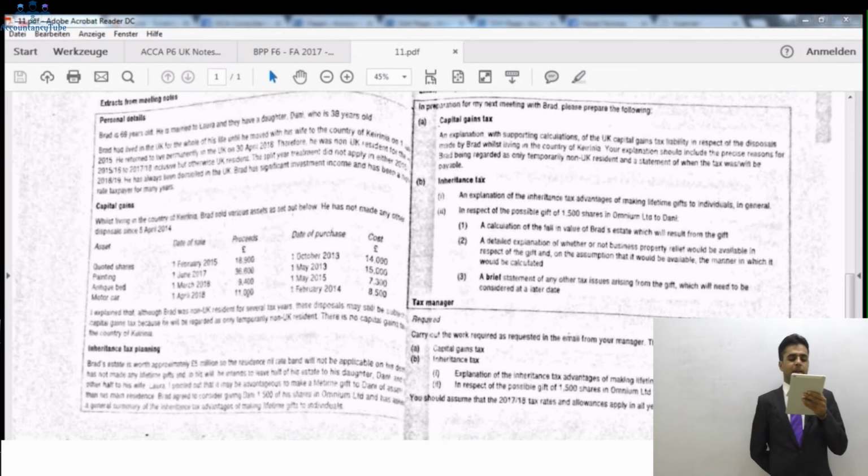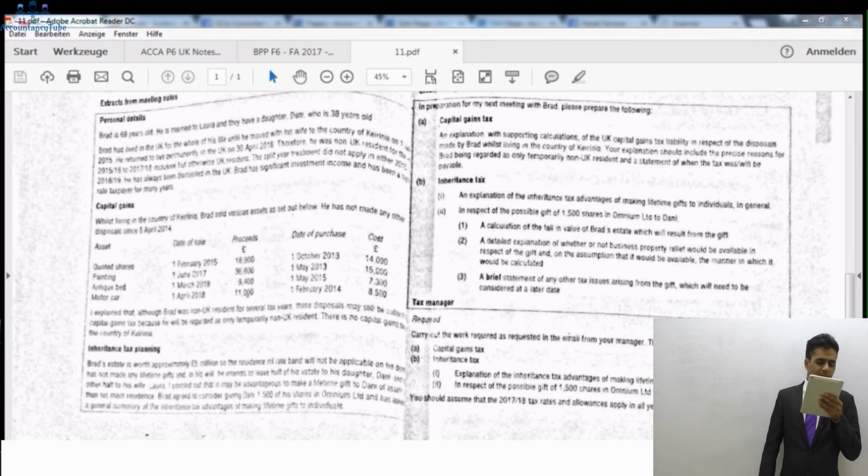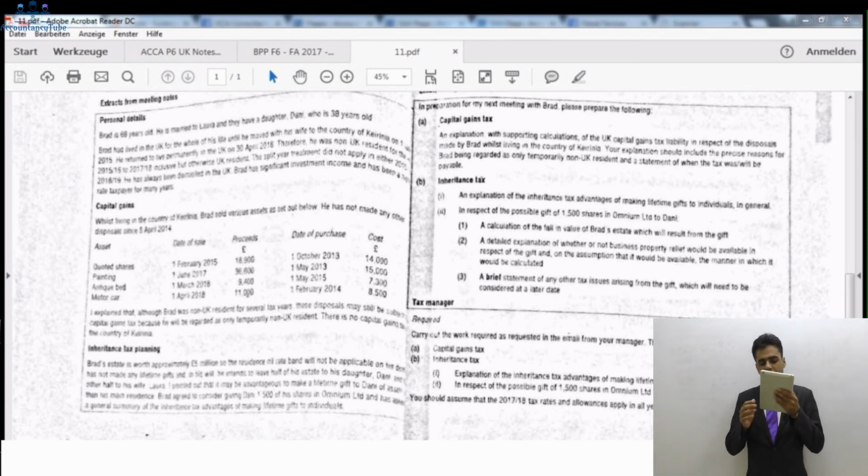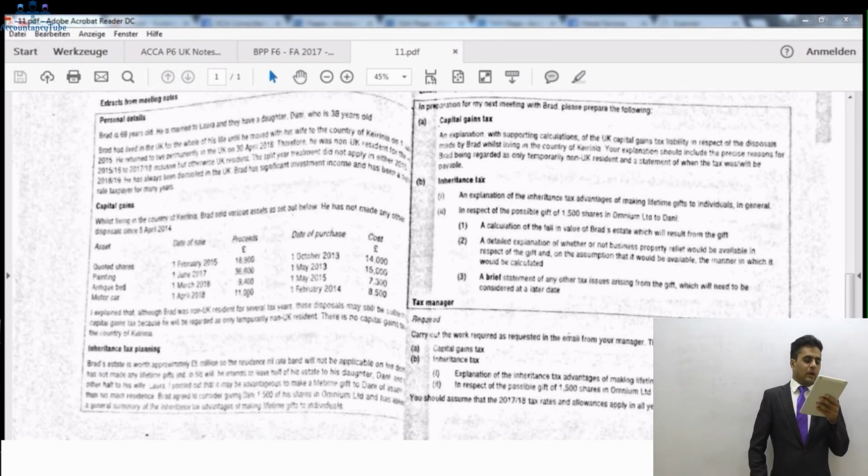Then it says Brad had significant investment income and, this information is missing as well, has been a higher rate taxpayer for many years. Right, so he has been a higher rate taxpayer.